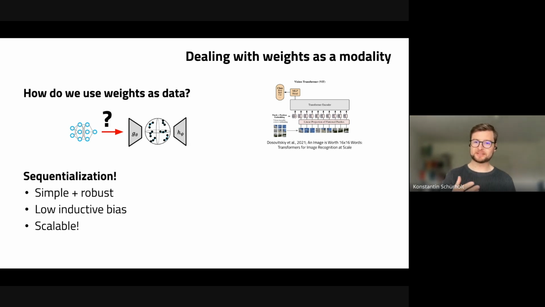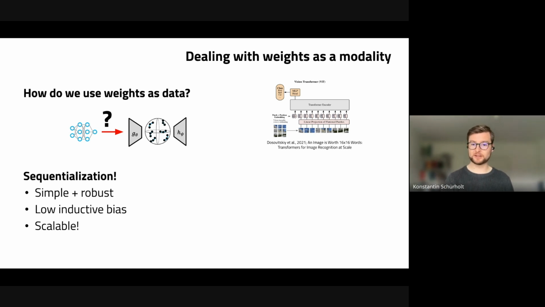Right, so you represent your data in a way that allows you to use powerful backbones. And we wanted to do the same. Sequentialization as a strategy, because it's simple and robust. We can do this on any model as long as it has weights. We can apply the same strategy and we get a sequence. And we can use that sequence in backbones with very low inductive bias that are scalable in a sense. So by just using this operation, we have a lot of benefits.